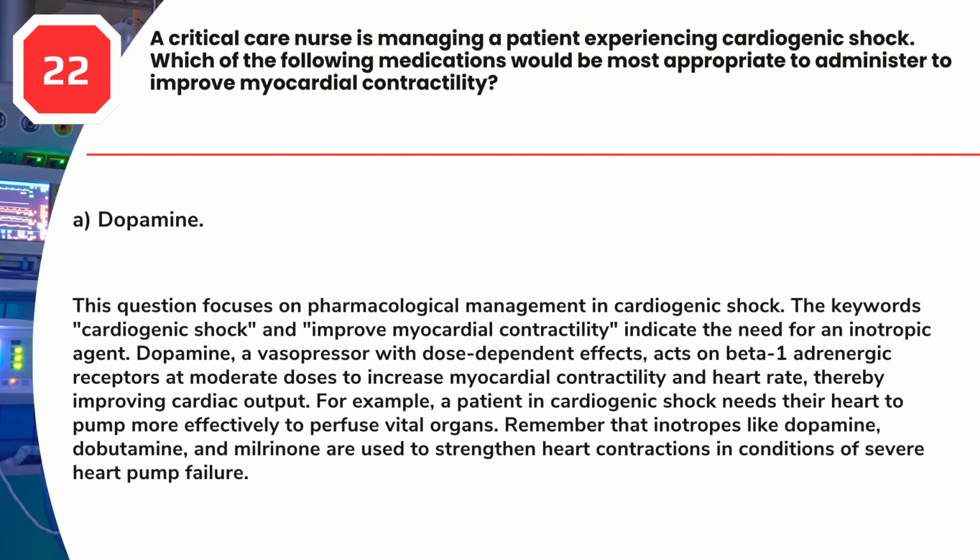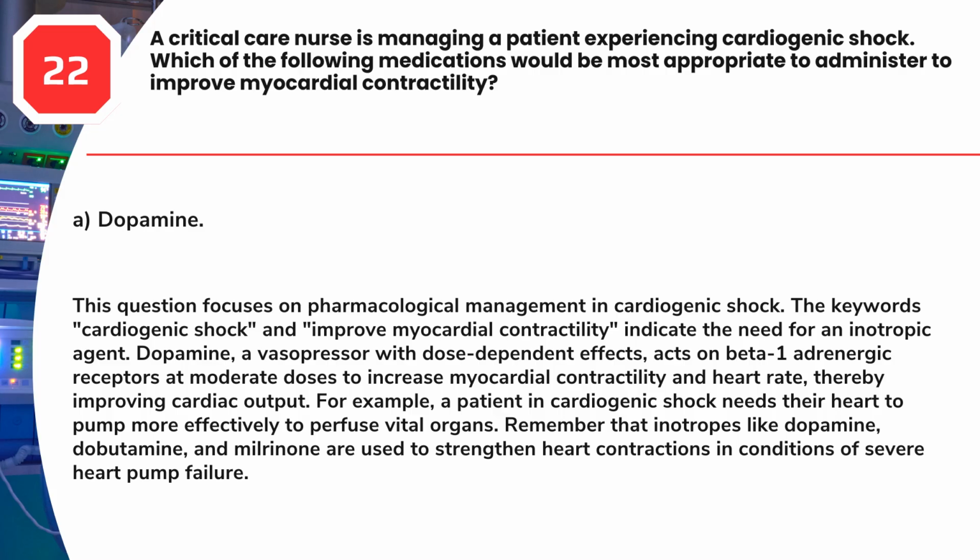Answer A. Dopamine. This question focuses on pharmacological management in cardiogenic shock. The keywords cardiogenic shock and improve myocardial contractility indicate the need for an inotropic agent. Dopamine, a vasopressor with dose-dependent effects, acts on beta-1 adrenergic receptors at moderate doses to increase myocardial contractility and heart rate, thereby improving cardiac output.